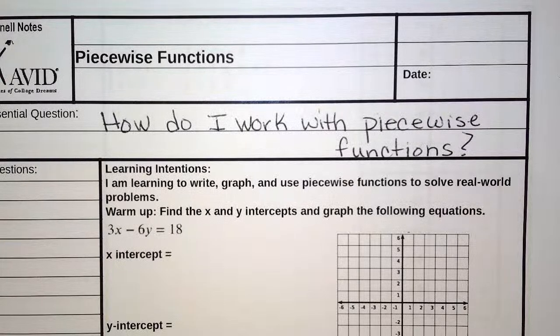Your warm-up: find the x and y intercepts and graph the following equations. You've got the equation, you find the x and y, and then graph it. So pause the video now and see if you can do that on your own.